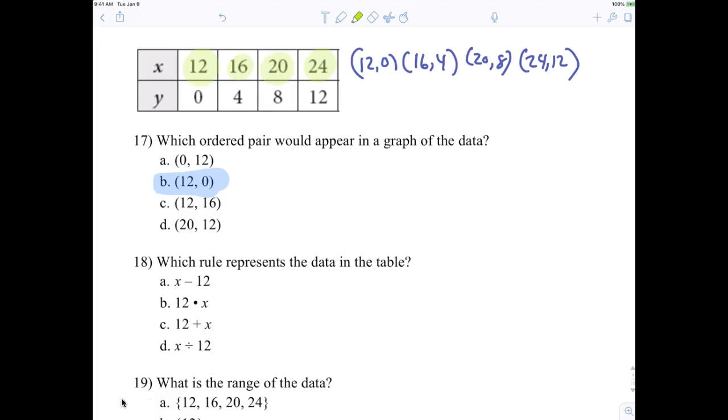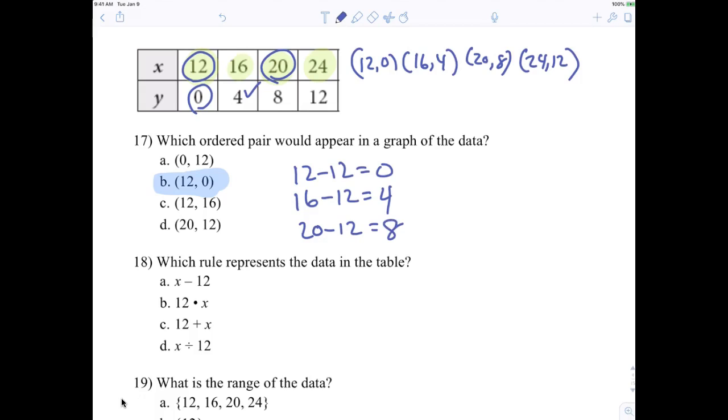If I start with 12, how do I get to 0? You minus 12. Right, so I did 12 minus 12 equals 0. Now I start with 16. 16 minus 12, what's that? 4. That's that answer right here. And then I plug in what? 20 minus 12, and guess what that is? 8. That's that answer. You see what I'm saying, right?